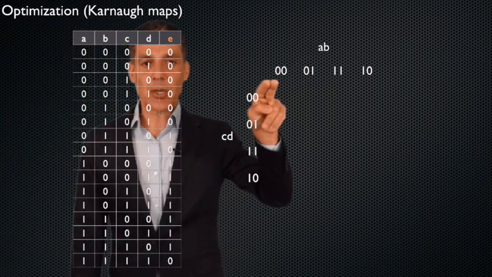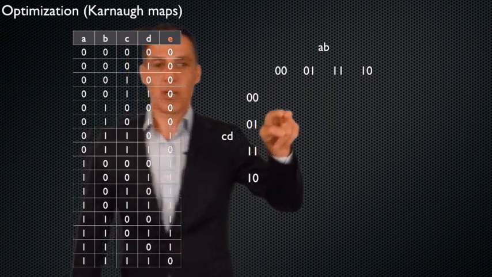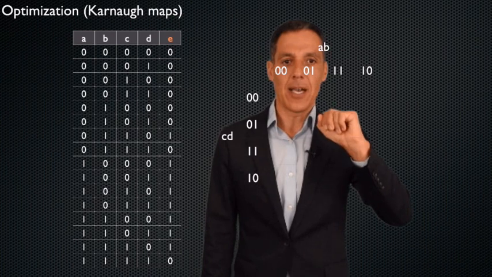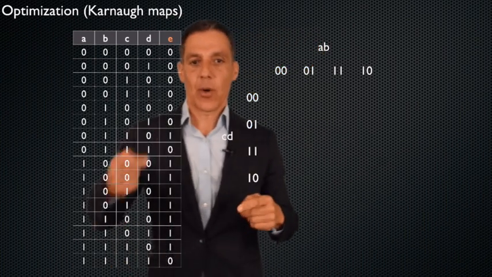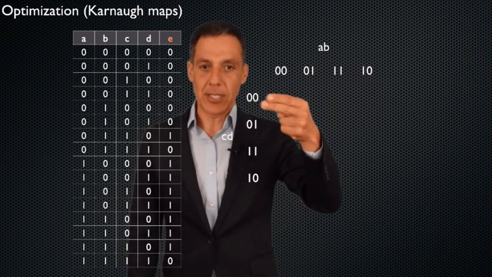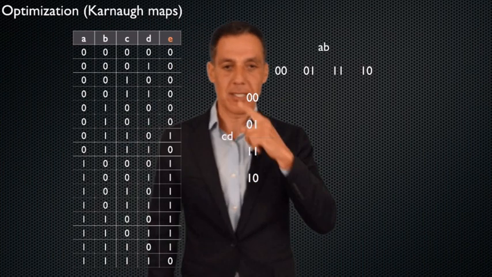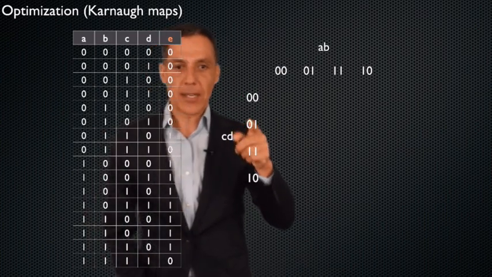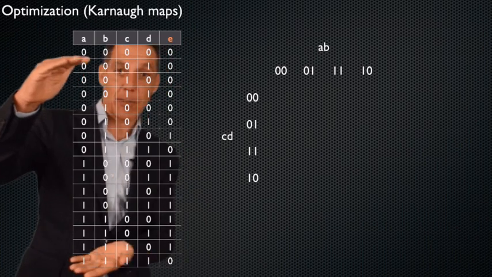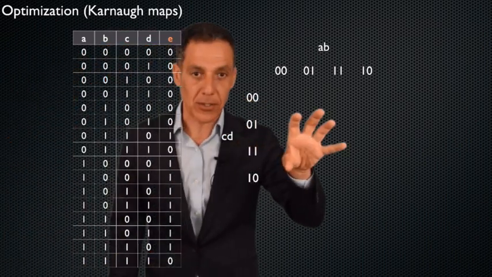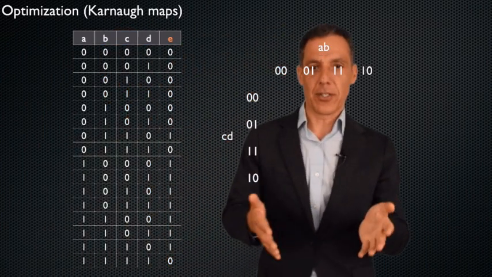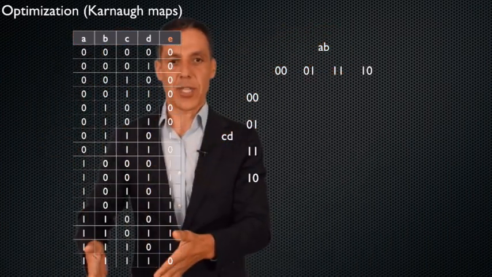So this entry corresponds to when A is 0 and B is 0. A is 0, B is 1, A is 1, B is 1, and A is 1 and B is 0. And then this, of course, corresponds to what C and D are. C is 0, D is 0, down to C is 1 and D is 0. And notice, by the way, that there's no loss of information. This is 4 by 4, which is 16, which is how many rows I have. So each cell here corresponds to a row. So it's simply a different visualization of the standard truth table.